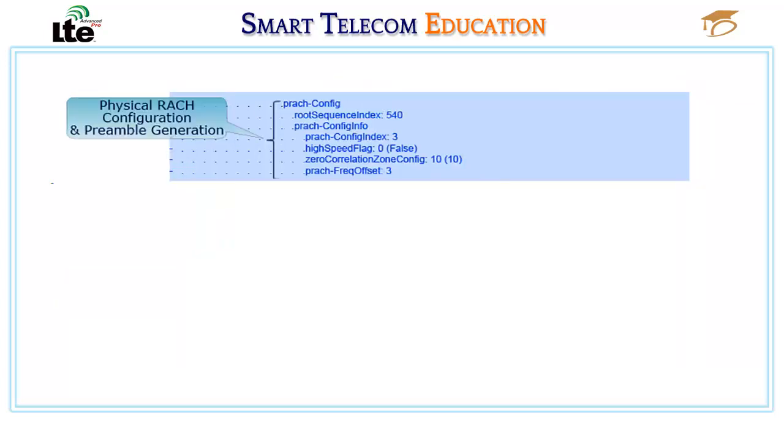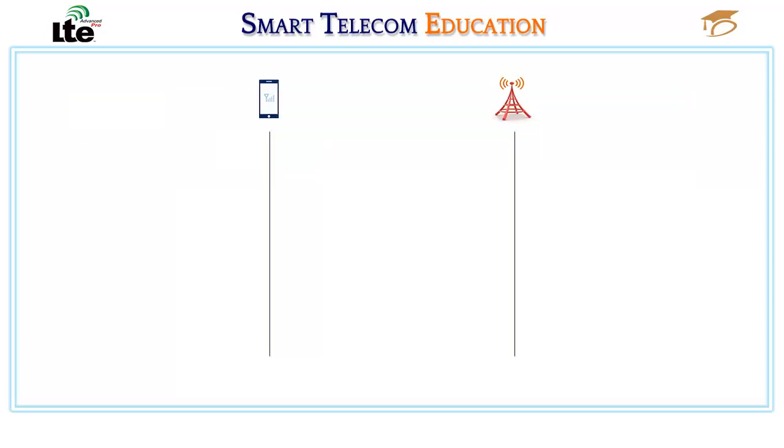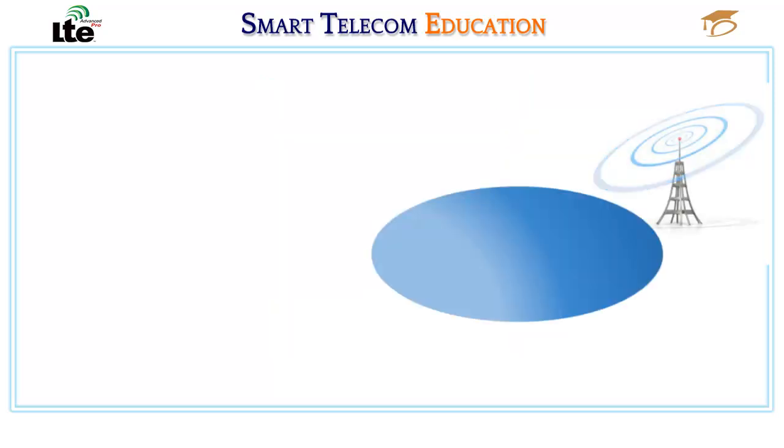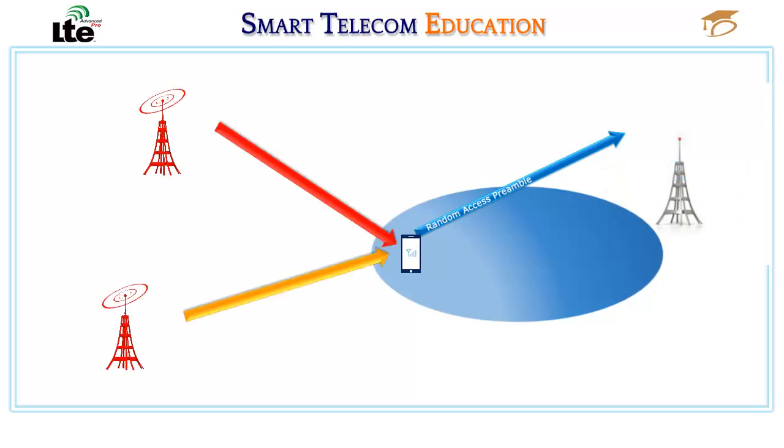The UE generates the available preambles based on the root sequence index, zero correlation zone configuration and the high-speed flag parameters, and chooses randomly a preamble from the generated list and sends it to the eNode B. The preamble power used to send message 1 is set using open-loop power control. In this case the UE cannot adjust its power based on the current RF conditions, for example weak signal level or high uplink interference.